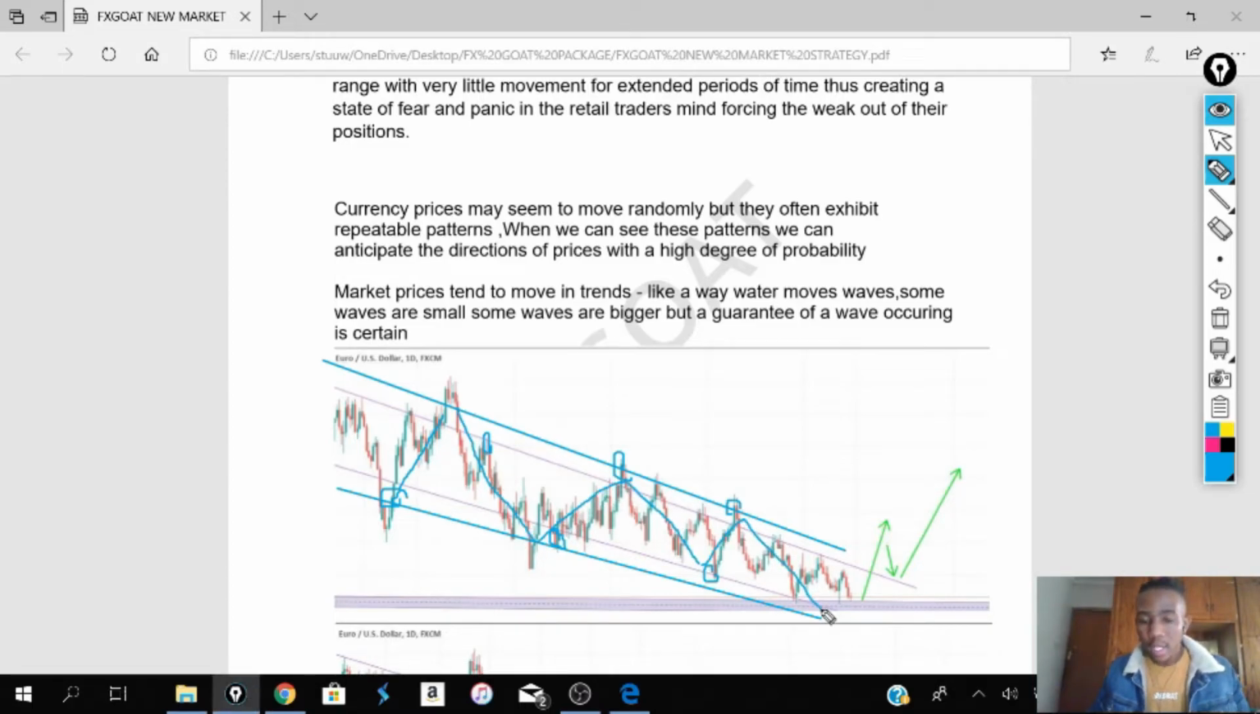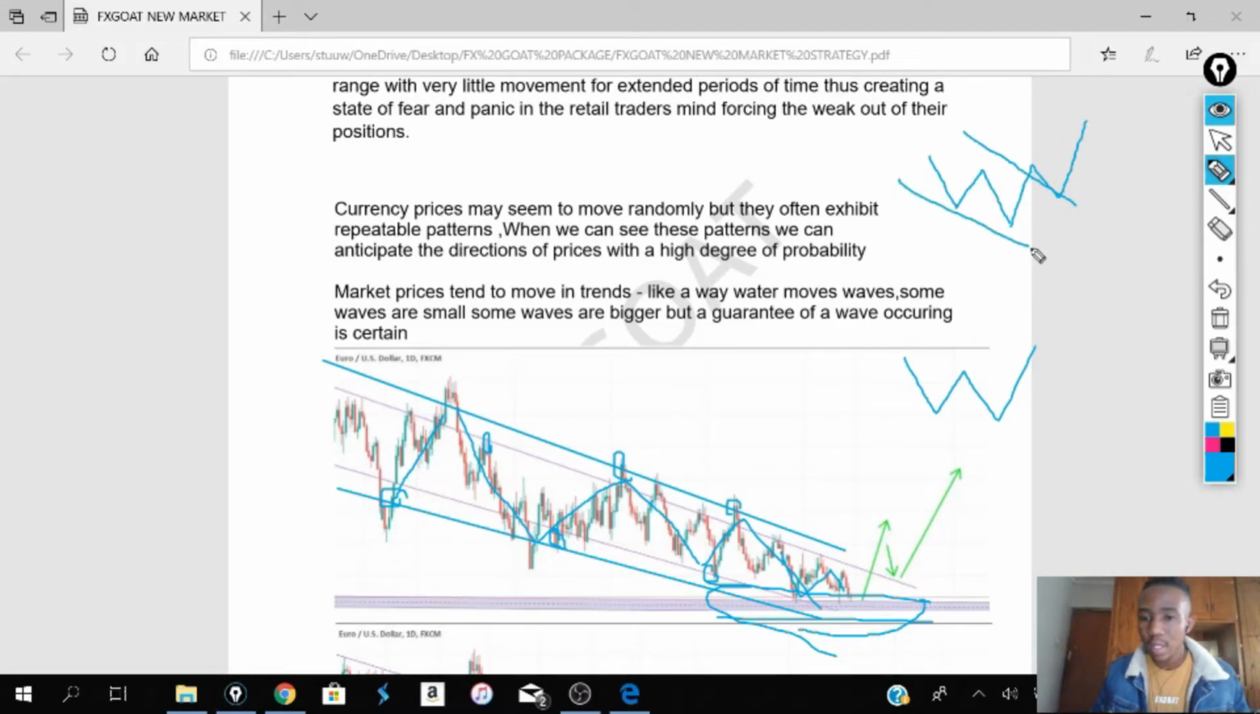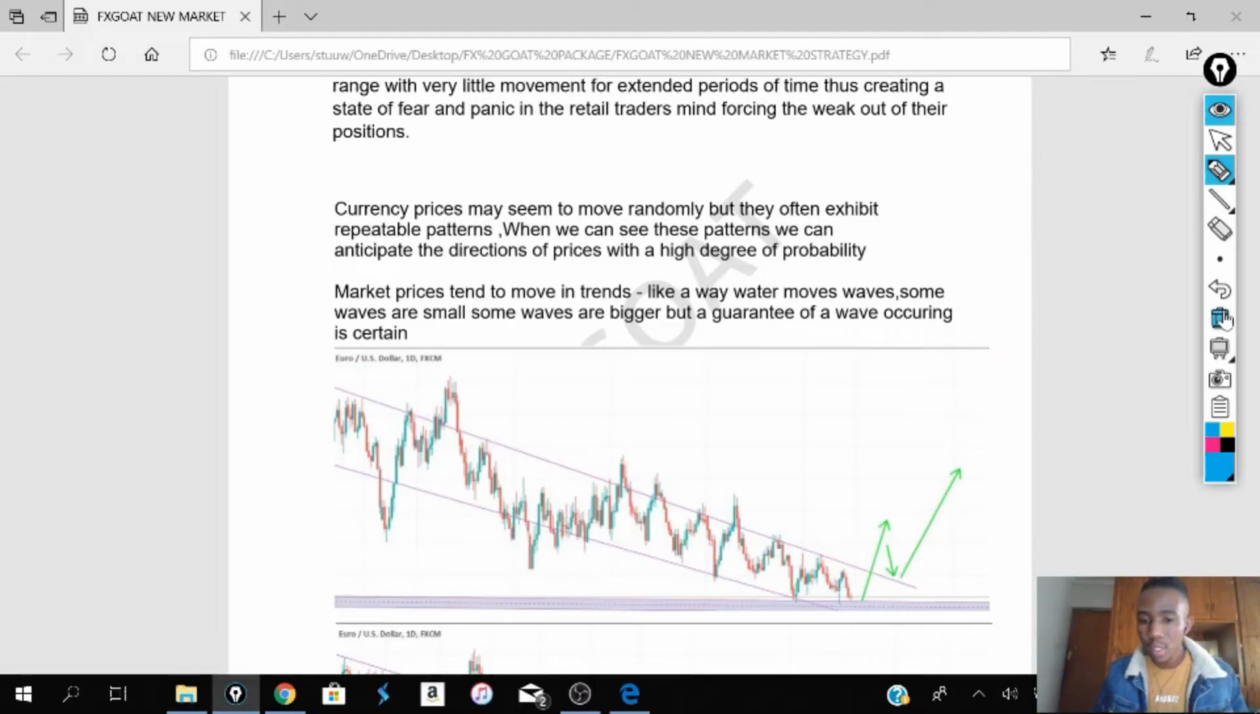Okay, and then as you can see right here, we finally bounced off our support. So that means the trend is about to change. Why? Because of a double bottom confirmation. A double bottom tells us that the market is about to change, or we have a reverse head and shoulders. These two right here show us a change of direction. So yeah, now let's continue.